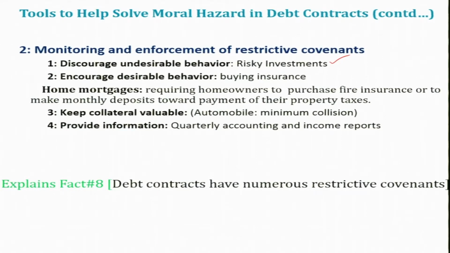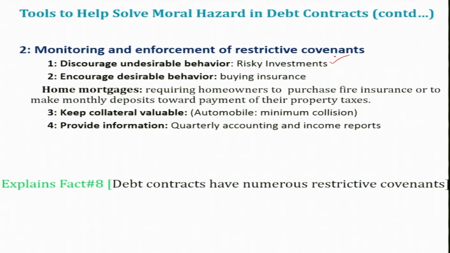Others restrict the borrowing firm from engaging in certain risky business activities, such as purchasing other businesses; that also will sometimes be included. And the second type is to encourage desirable behavior. That means, for example, it can encourage a borrower to engage in desirable activities that make it more likely that the loan will be paid off.